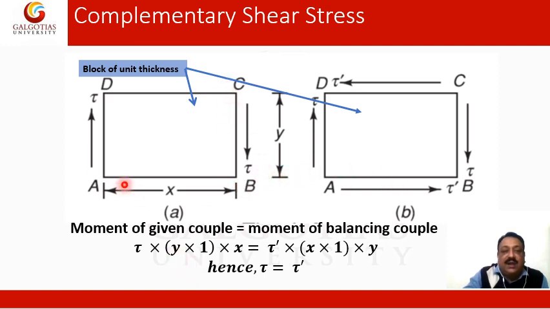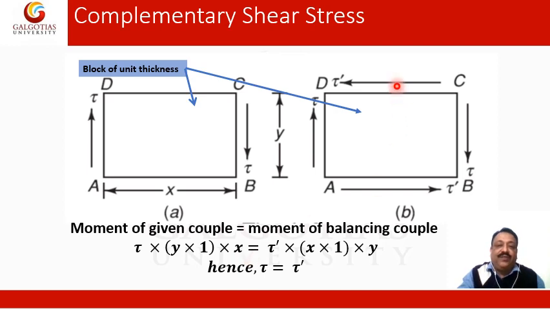y, the active couple which is due to the shear stress is: the stress is tau, and how much is the area? The block is of unity thickness, and this AD distance is equal to y. So the area of this face AD is y into 1, and these two faces are separated by distance x. So the moment is stress multiplied by area, that is force, multiplied by the distance separating them, that is x.